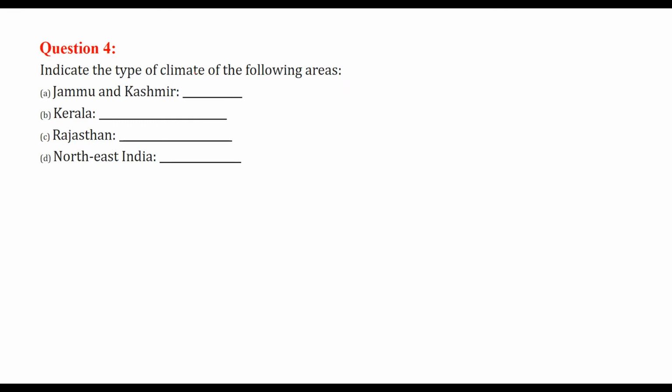Indicate the type of climate in these areas. Jammu and Kashmir. See, Jammu and Kashmir, if you can draw. So this is where Jammu Kashmir is. This is where Kerala lies. This area is near sea, and the sea coast is from this point to this point. So this is all sea. Then Rajasthan is here, right? Northeast India is this point.